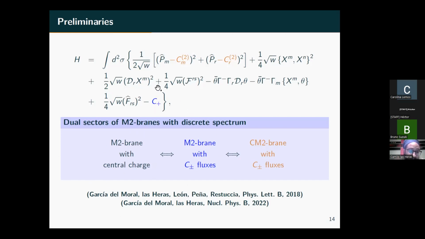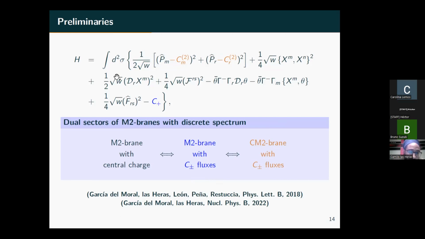In the case that I consider the M2 brane with C plus minus fluxes, the only difference will be this term that we have here, a constant term that is relevant when we have compact directions, as in this case. And if I consider the CM2 brane with fluxes, the only difference will be these two terms that we have here inside the kinetic terms, okay?